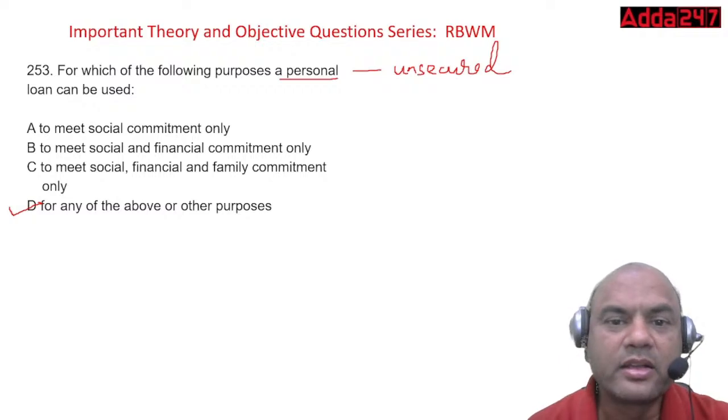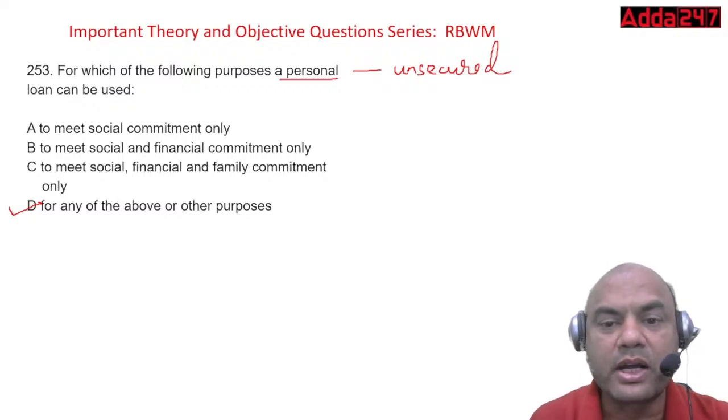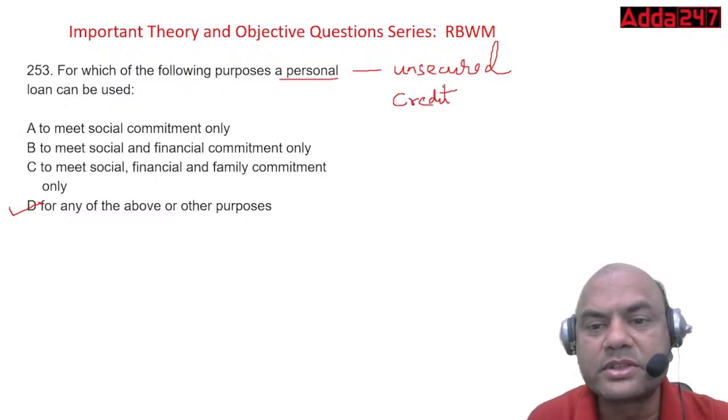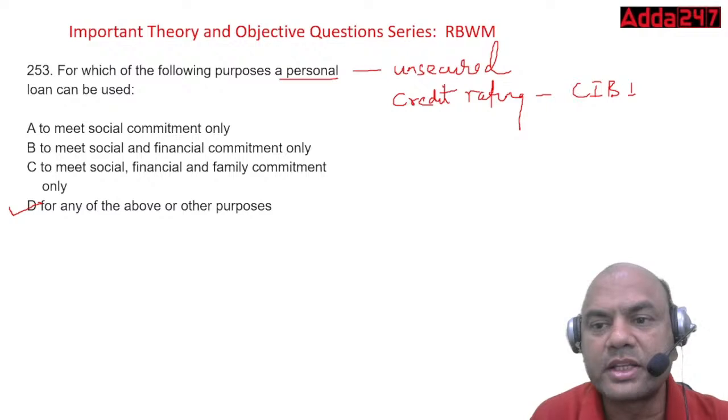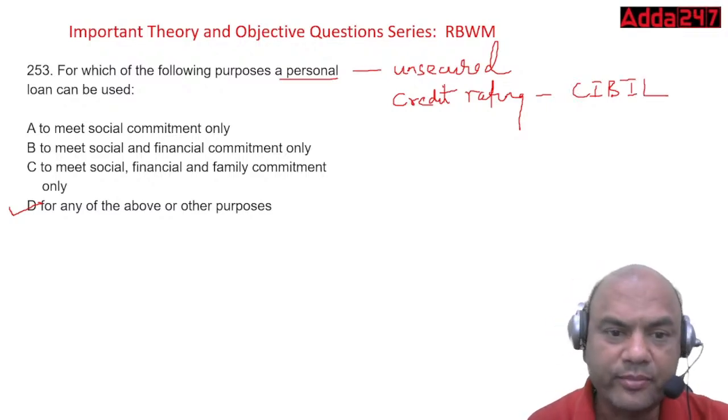Number one. Then how is a personal loan given? A personal loan is always given on the basis of your credit rating. Generally we use CIBIL; many of the banks use CIBIL. So a PL can be given in this way.